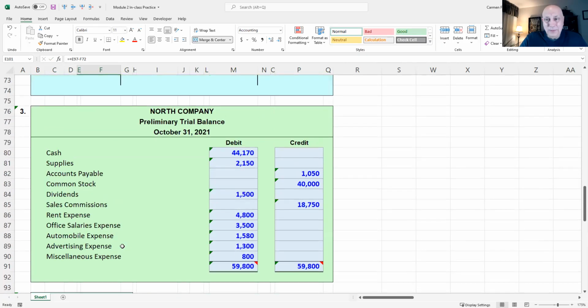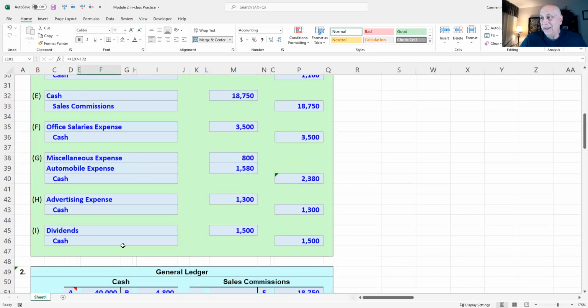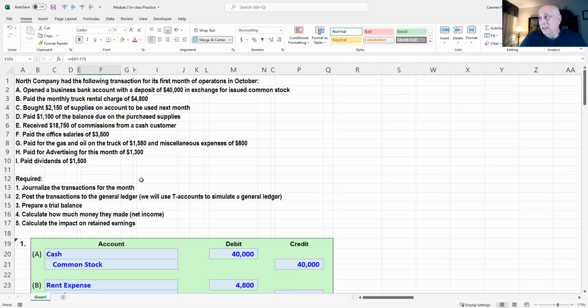Okay, so I hope that helps you understand a little bit more about accounting. This was analyzing using debits and credits, journalizing the business transactions, posting them to our ledger to get the preliminary trial balance. So stay tuned for the next video. We go over the adjusting process in our accounting cycle.